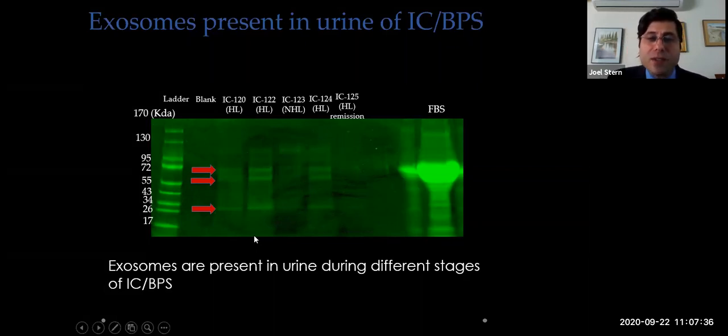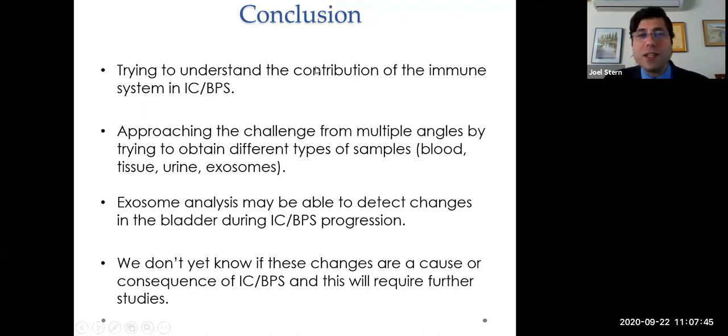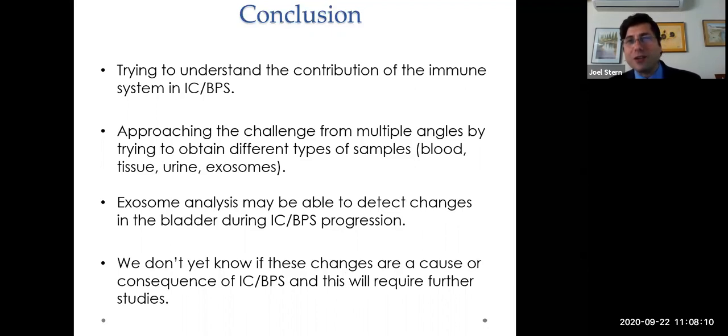So we concluded that exosomes are present in the urine during different stages of IC-BPS, and we're trying to understand the contribution of the immune system to IC-BPS. So we're approaching the challenges from multiple angles and using different samples in order to address these questions that we have. And we learned that with the exosome analysis we may be able to detect changes in the bladder during IC-BPS progression. And we don't know if these changes are a cause or a consequence, sort of like the chicken or the egg, but this research does require more studies and more analysis.